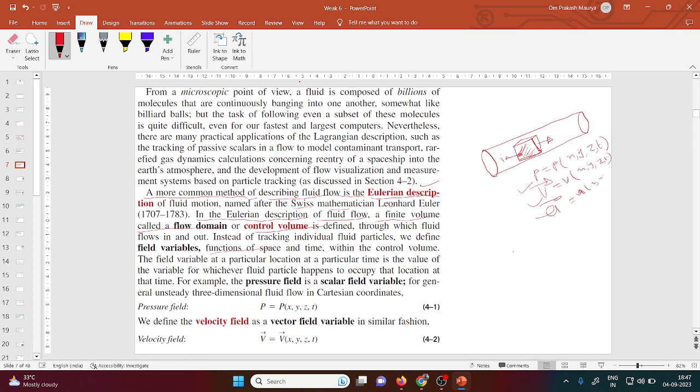What do field variables mean? Let's take it from a general concept view. Say this is a playground, or you can say a field. If something is going in this direction, this guy is moving in the x direction as well as the y direction. So this is the meaning: how the velocity varies in the x direction, y direction, and z direction.